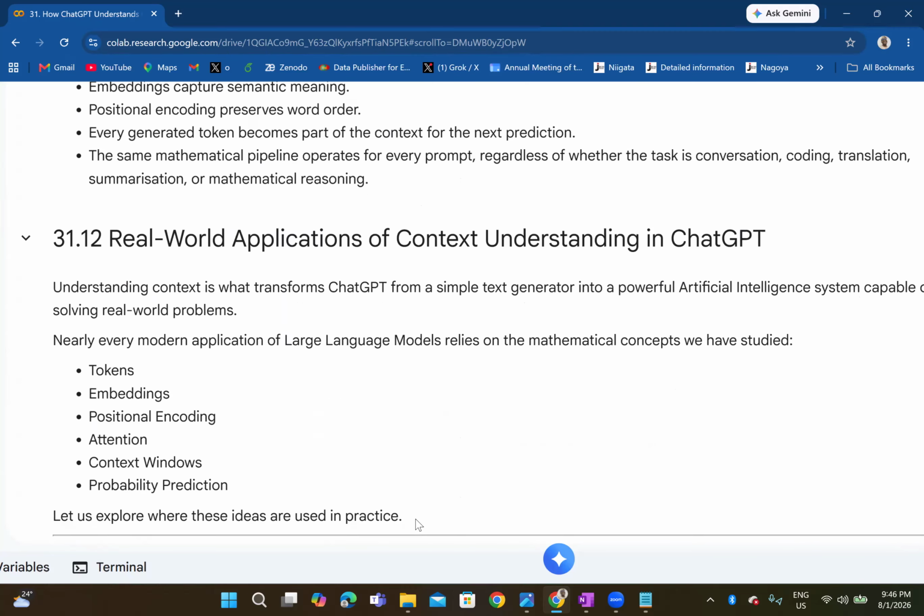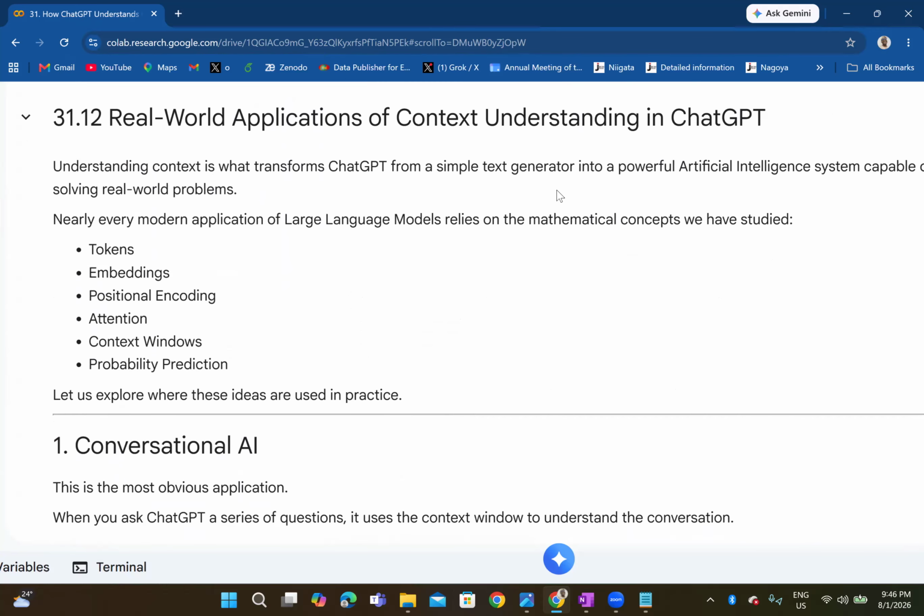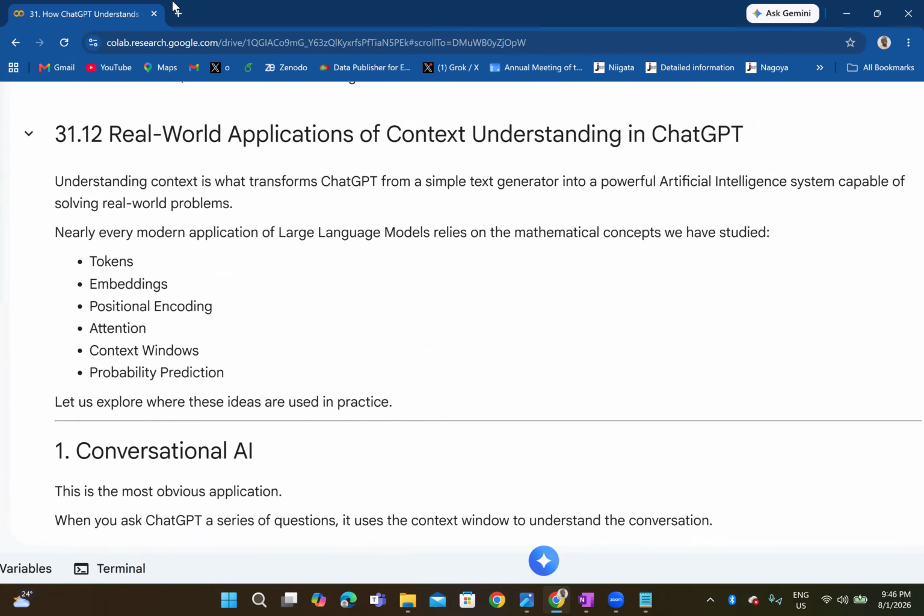mathematical reasoning. So we see some real world applications of context understanding in ChatGPT. Understanding context is what transforms ChatGPT from a simple text generator into a powerful artificial intelligence system capable of solving real world problems.